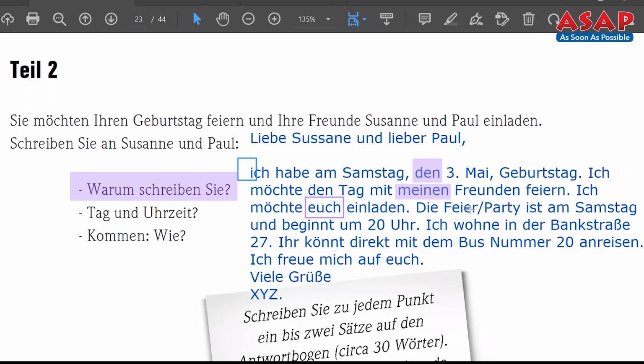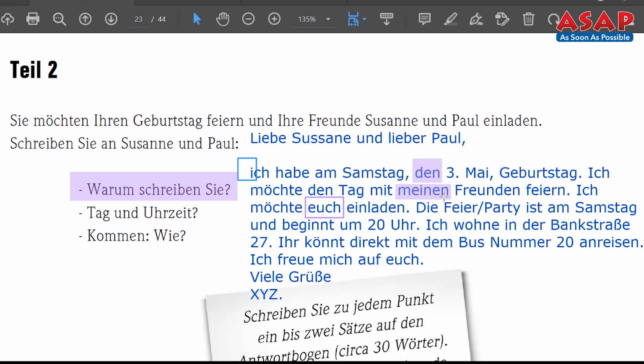The party or a Feier. Feier means celebration, so you can use any single word, either Feier or Party. So: die Feier oder die Party ist am Samstag und beginnt 20 Uhr. When you read these sentences, you might be thinking, this is so simple. The party is on Saturday and begins at 8 o'clock in the evening, right? Simple.